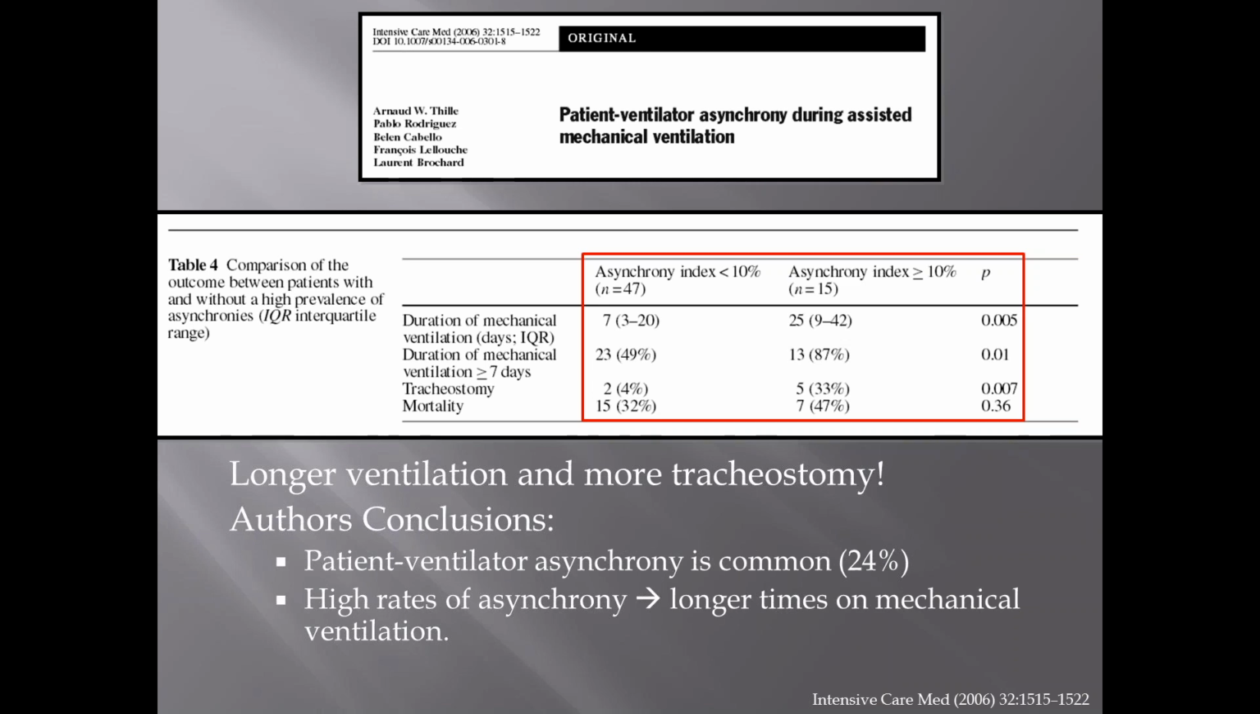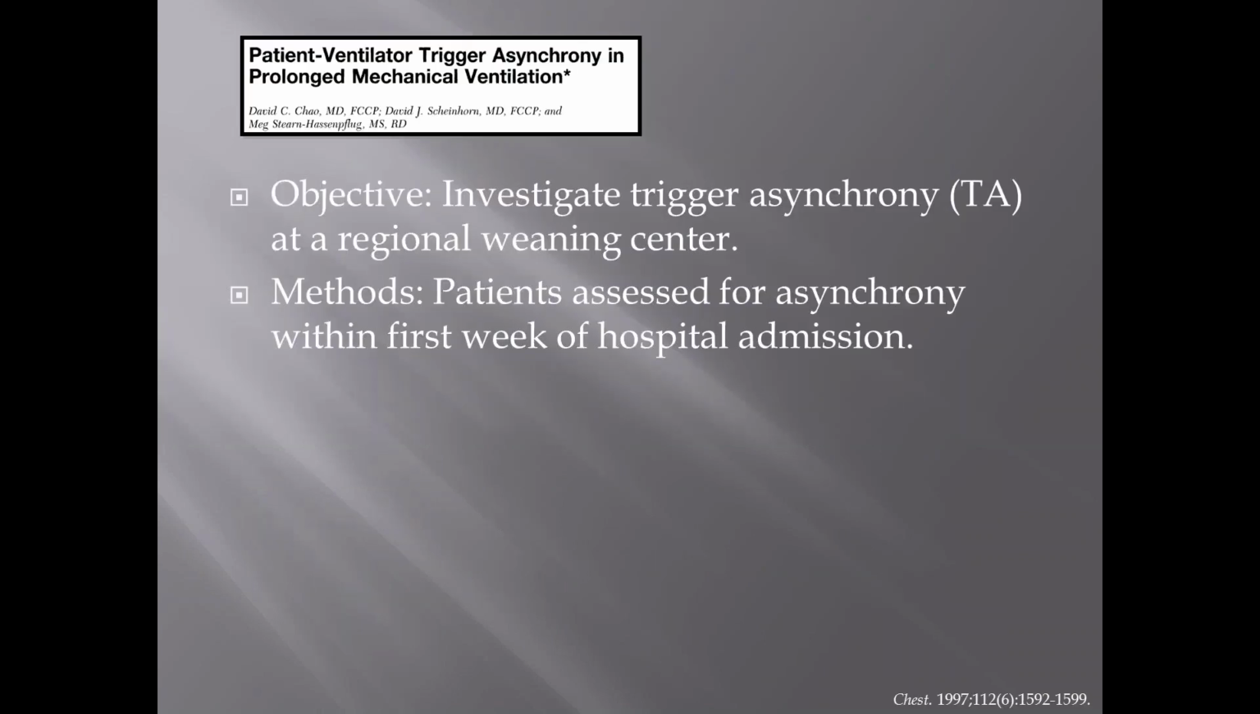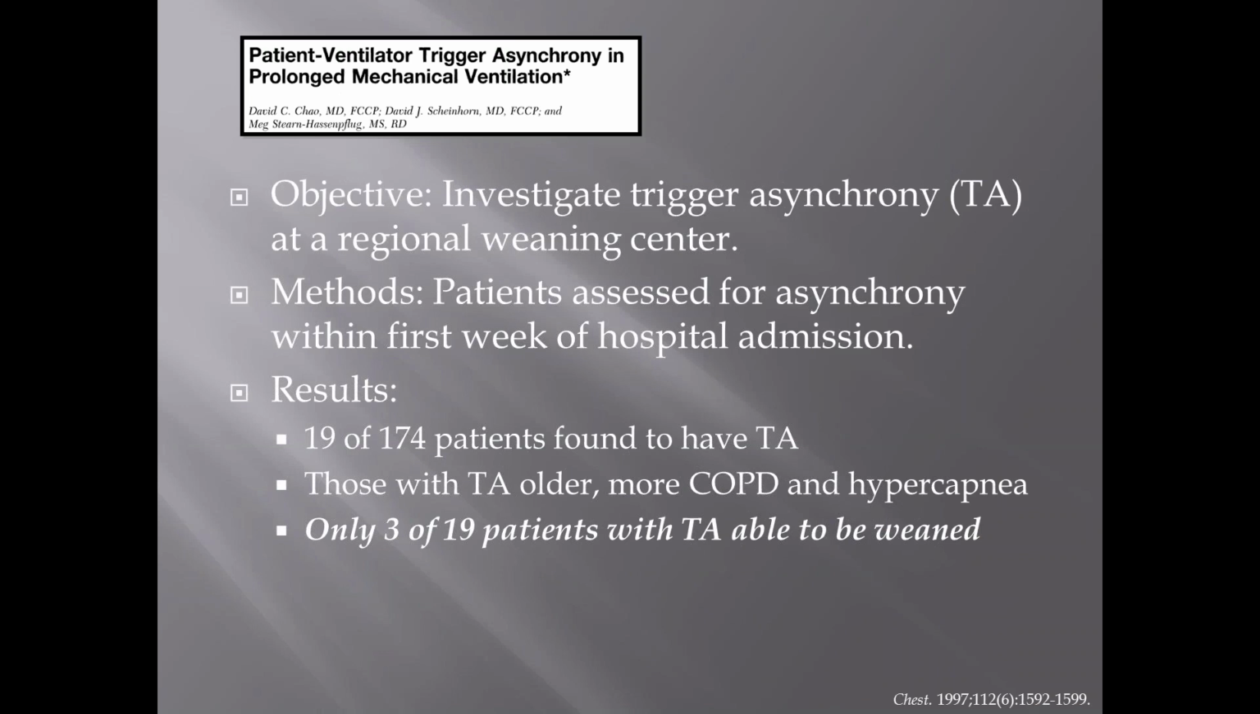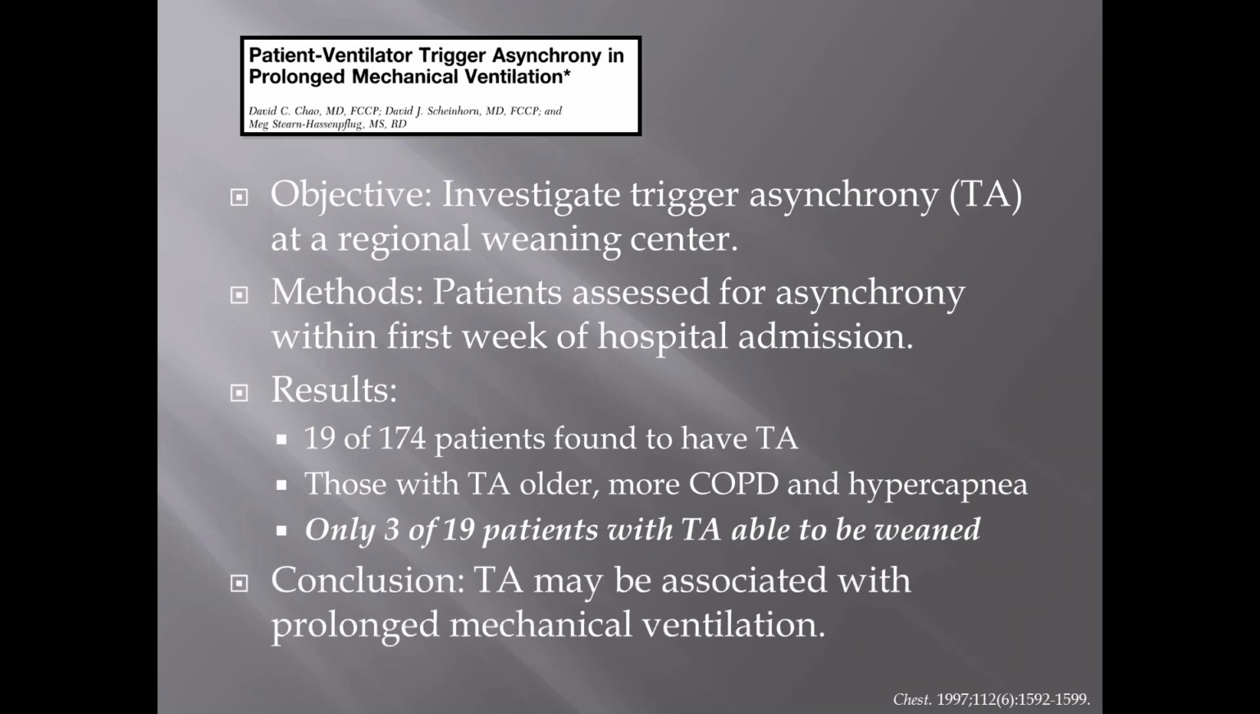So high rates of asynchrony, longer times on mechanical ventilation. So possibly a marker for that. This is a similar study. They looked at this thing called trigger asynchrony that we'll talk about more in a minute, and they assessed for asynchrony in the first week. A healthy proportion of patients had trigger asynchrony, and they found that patients who had trigger asynchrony were older and more likely to have airways disease. Interestingly enough, of the 19 patients who had trigger asynchrony, only 3 of them were able to come off the ventilator during the study period.